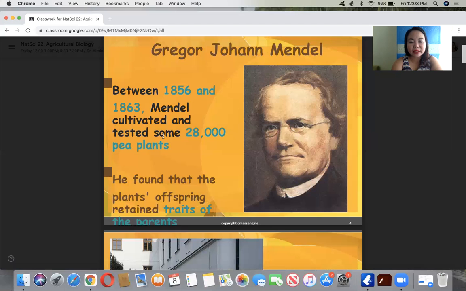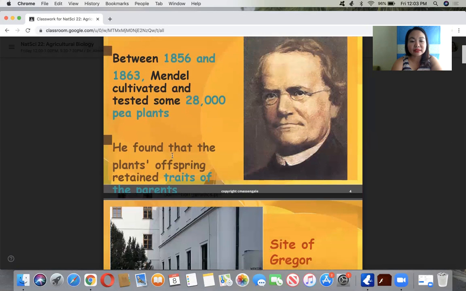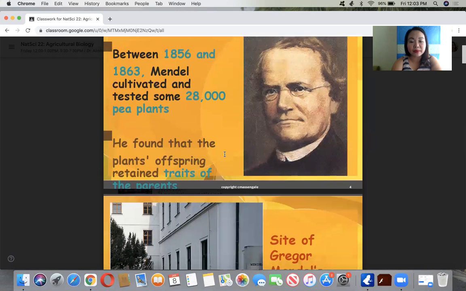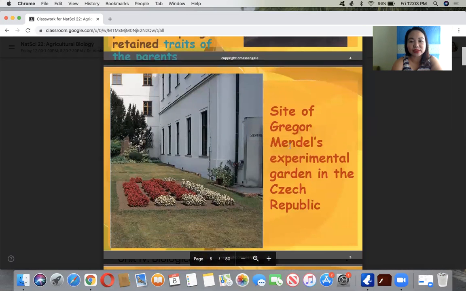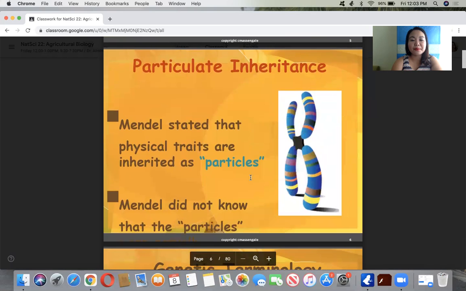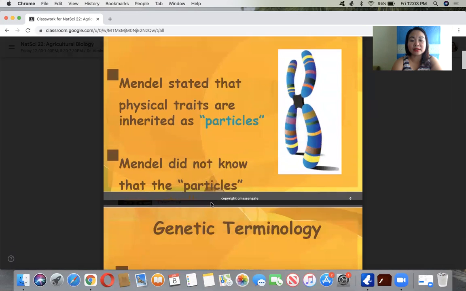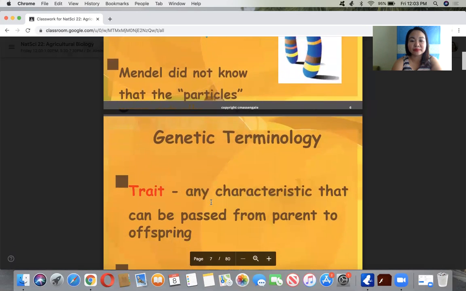and cultivated and tested some 28,000 pea plants. He found that the plant's offspring retain traits of the parent. This is the actual site of Gregor Mendel's experimental garden in the Czech Republic. Mendel stated that physical traits are inherited as particles, known as particulate inheritance, although he did not know that the particles were actually genes.